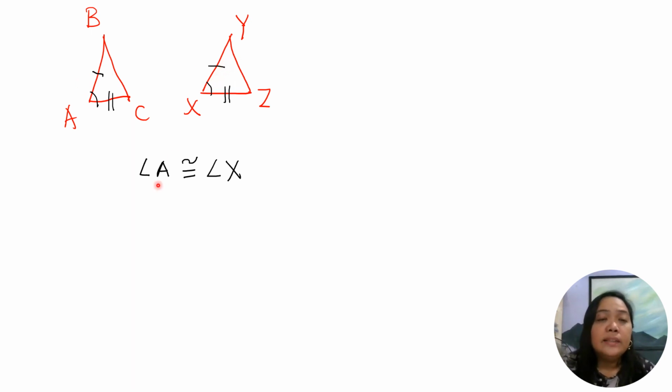What are the sides of angle A? We have segment AB, which coincides with the side of angle X, that is XY. Also, another side of triangle ABC, segment AC, coincides with segment XZ of another triangle. So, since the sides coincide, then we can say that angle A is congruent to angle X. Do you get that?